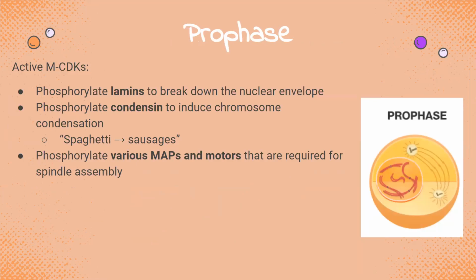So prophase, you don't need to know a ton about prophase. Basically, you just need to know that lamins and condensin both get phosphorylated. And when we phosphorylate lamins, our nuclear envelope will break down, and that will release our genetic material. And because we have phosphorylated condensin, we will also have fully condensed chromosomes instead of just that spaghetti-like chromatin that we have otherwise. And we have the very beginnings of spindle assembly, which is done with MAPs and motors, and we'll talk about that more later too.